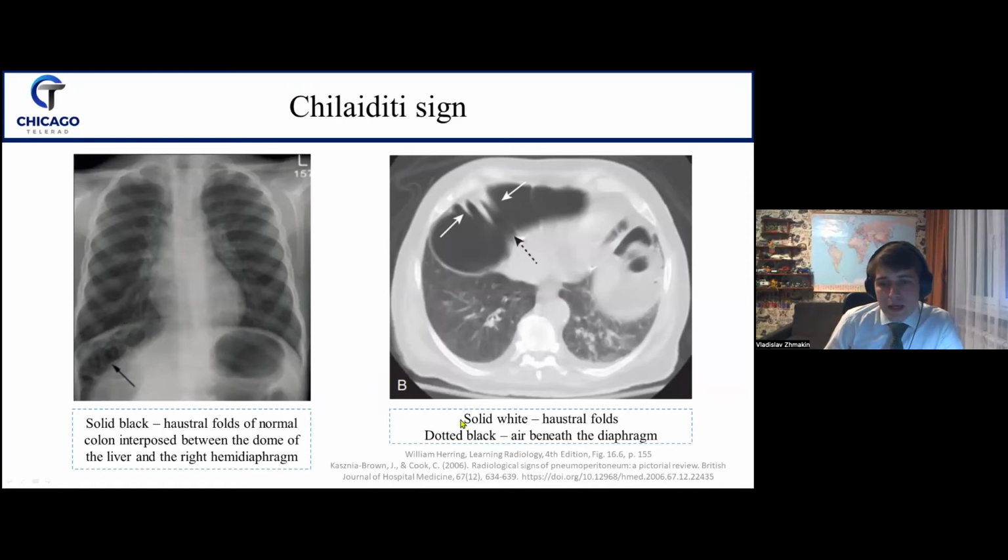And this is a CT axial image, which again shows a normal colonic loop with haustral folds. And also, with a meticulous look, you can see the presence of haustral folds on the chest X-ray.